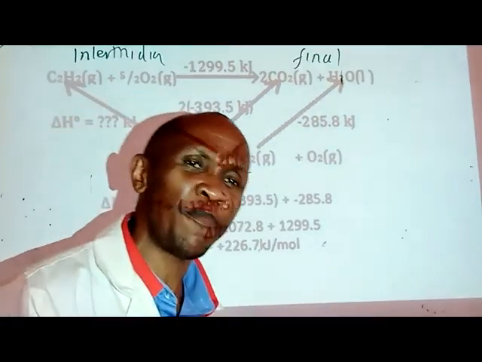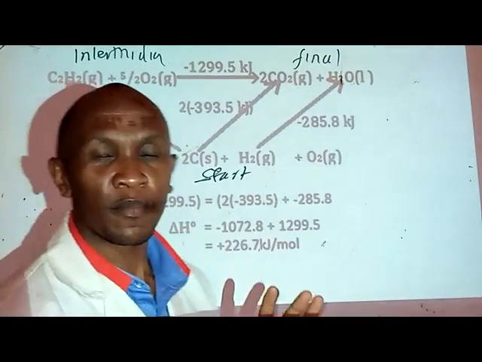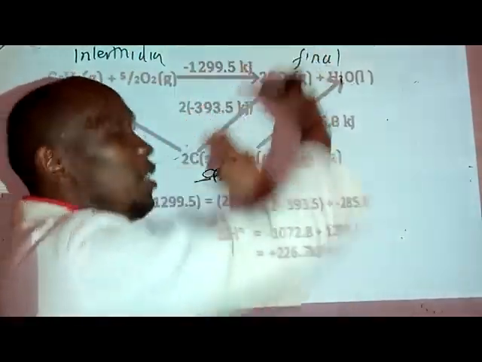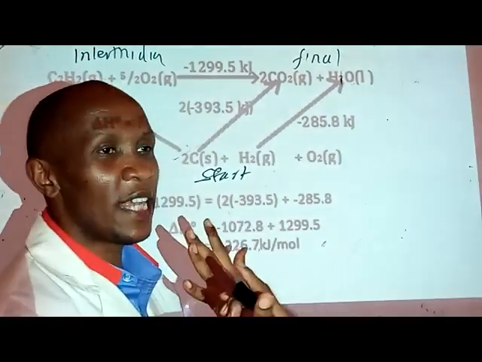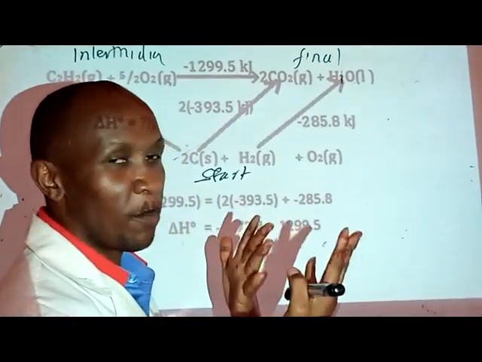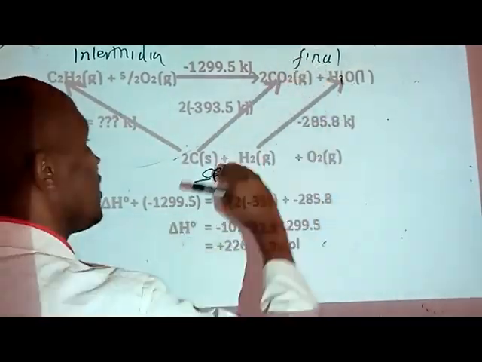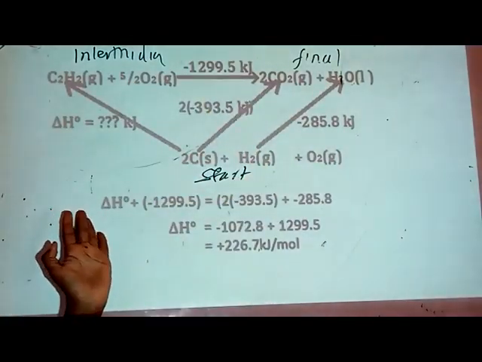So what is the relationship from Hess's law? Now from the beginning to the end must be equal to from the beginning to the stopover to the end. From the beginning to the end is the same as from the beginning to the stopover to the end. So from here to here is the same as from here to here, then to there. And that is what I've represented here.